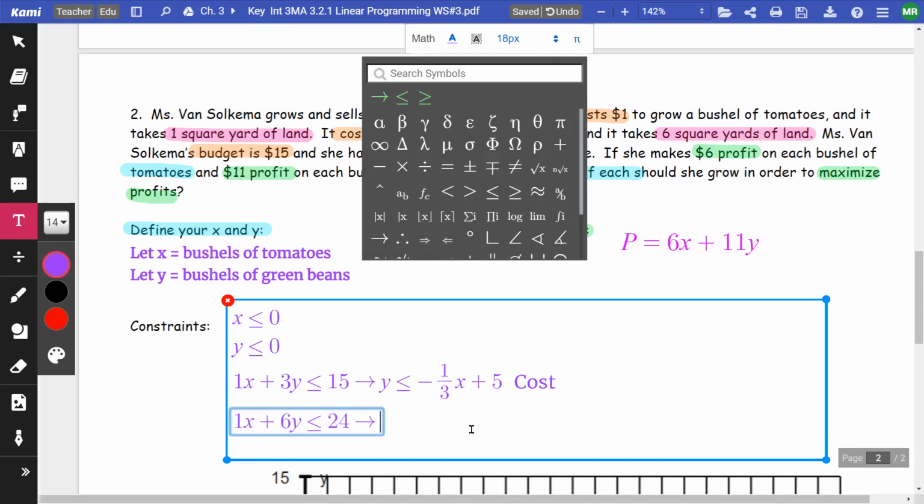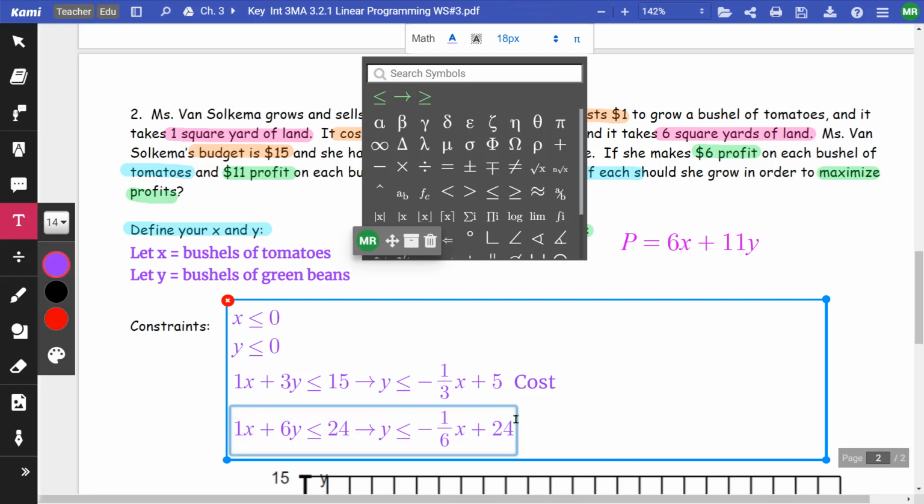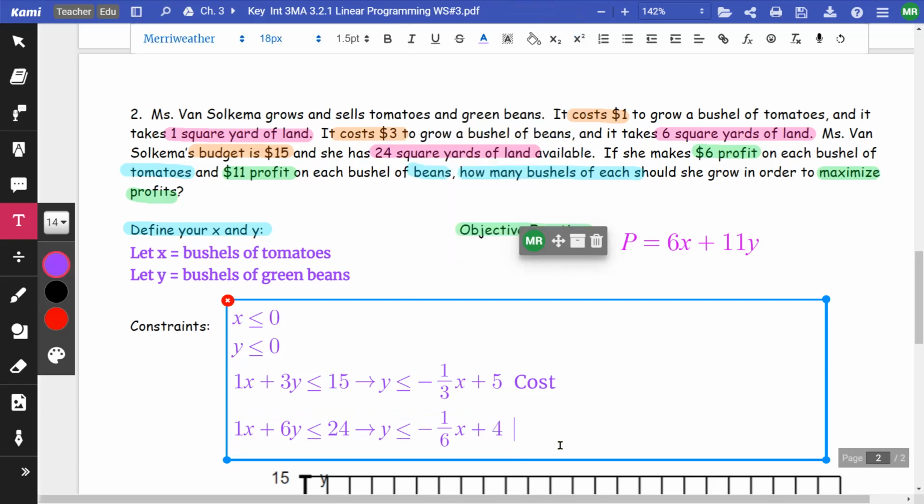I can get it to be in y form. So that would be 6y is less than or equal to negative x plus 24. I can divide both of these by 6. So that is going to be just y. This is going to be a negative 1/6. When I divide this by 6, it ends up being 4. And this is for land. So now we're going to graph these.